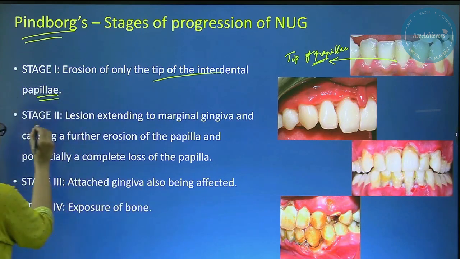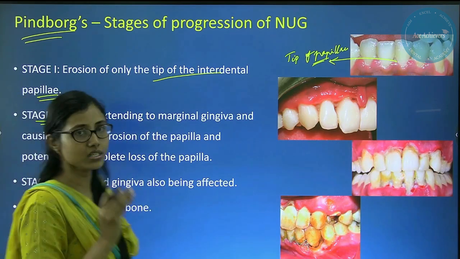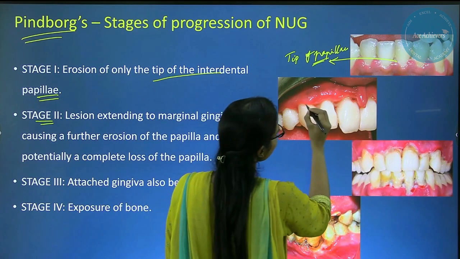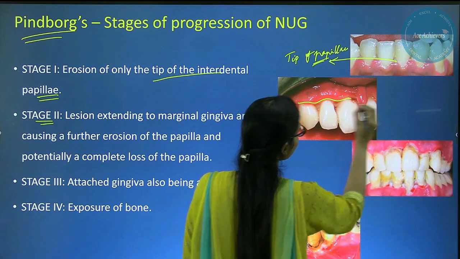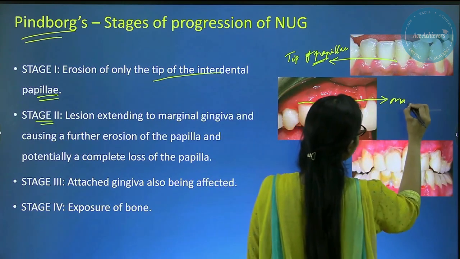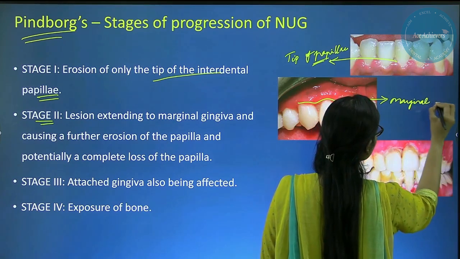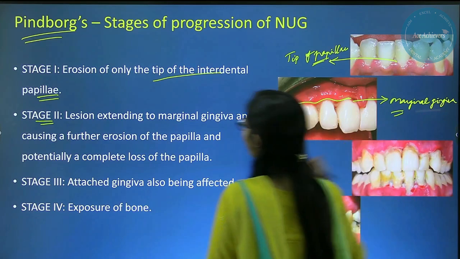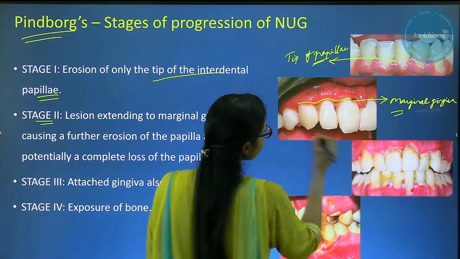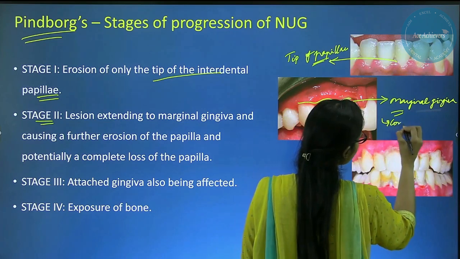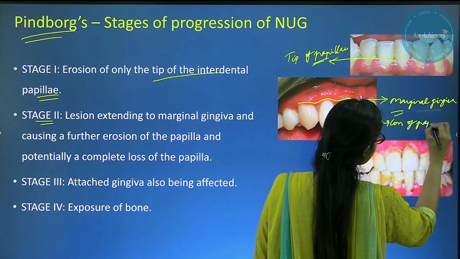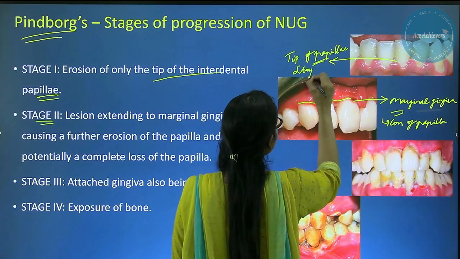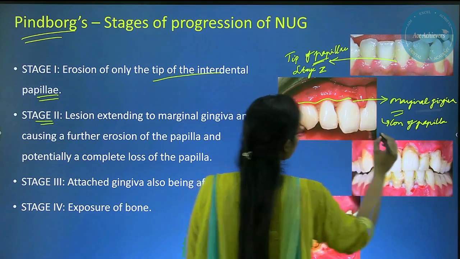Now, what is stage 2? Stage 2 means the extension of the lesion extends to the marginal gingiva and causes complete loss of the papilla. This is called stage 2. So this is stage 1 and this is stage 2.